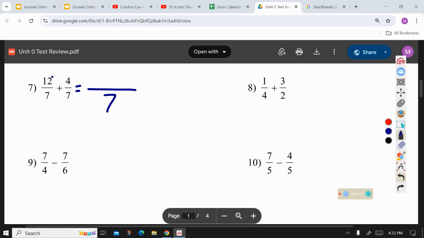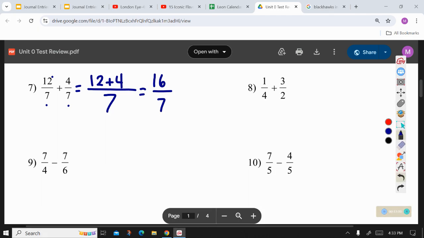So in this case, it's just a counting problem. We keep the 7 on bottom because we know these are both counting 7s, and I know I have 12 of them and 4 of them. So we combine it into one fraction. And then in the next step, we'll add those numbers so that we can see what we have. Okay, so 16 over 7 would be the correct way to do this problem.